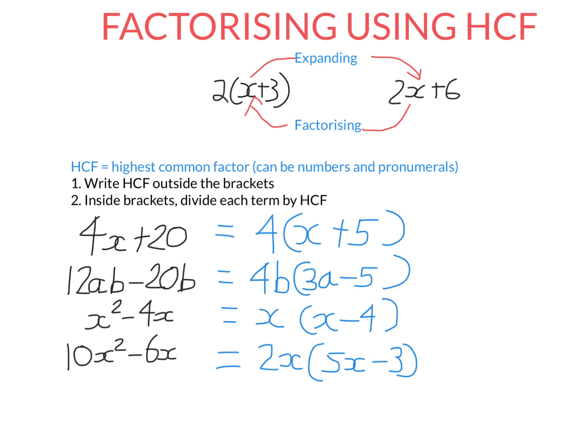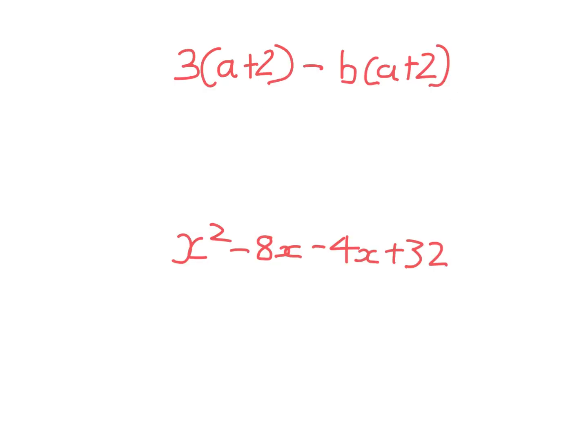All right, let's now look at some harder examples where one of the common factors is a bracket. So how would we go about factorising something like this? Well, we're still using the same idea. It's like this is one term and this is another term. What's common to both of these is a plus 2 in brackets. So we simply write that out the front, a plus 2.